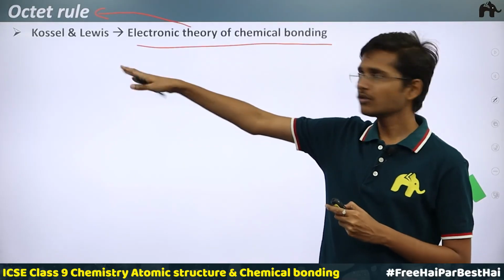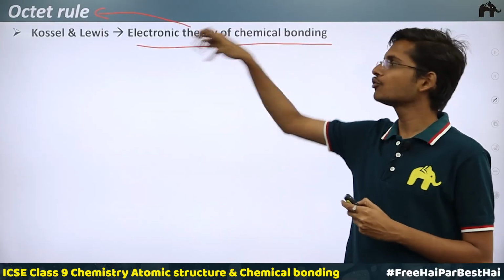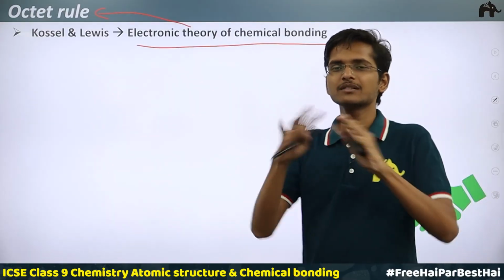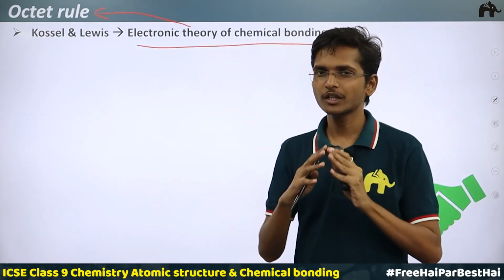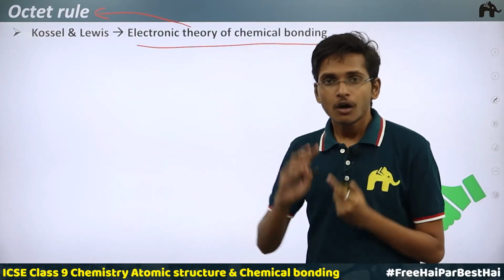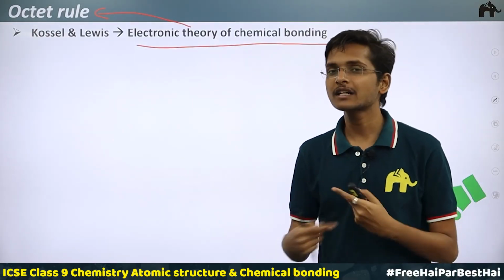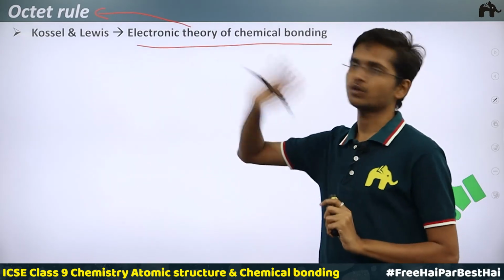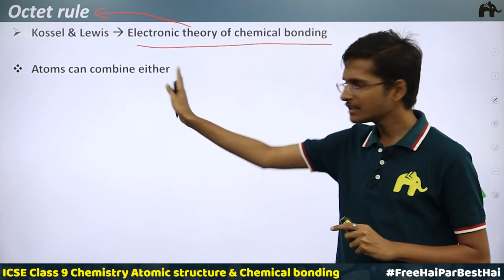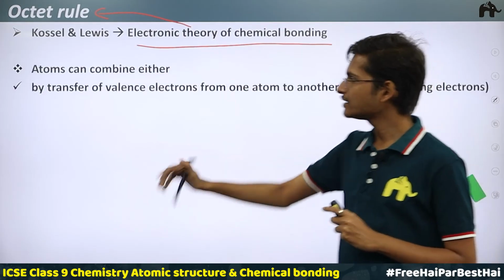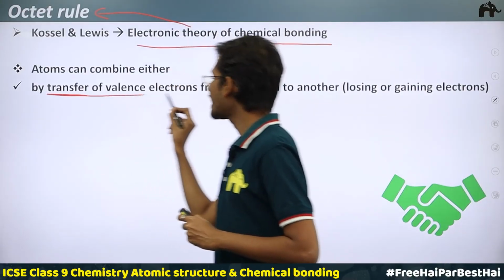Now, talking about the chemically active atoms, Kossel and Lewis told that these atoms combine with the atoms of other elements or with the atoms of their own elements. But how can they combine? That is what they told us. They can combine either by transfer of valence electrons.